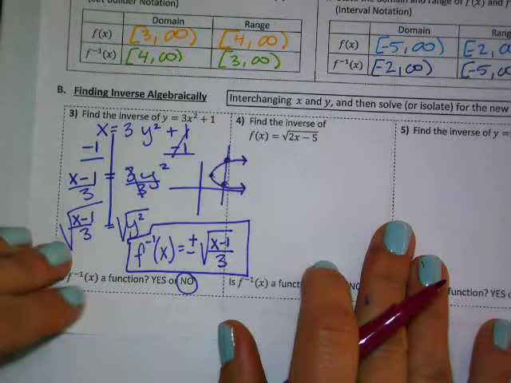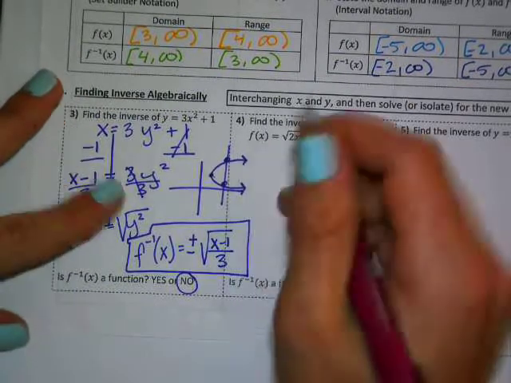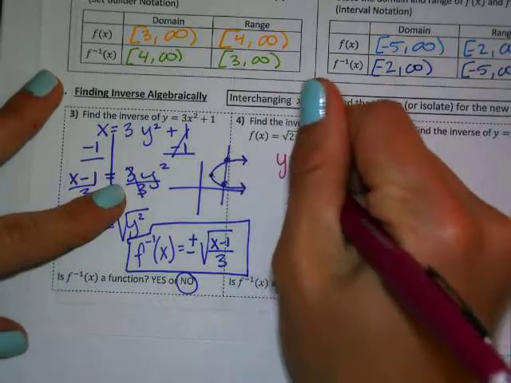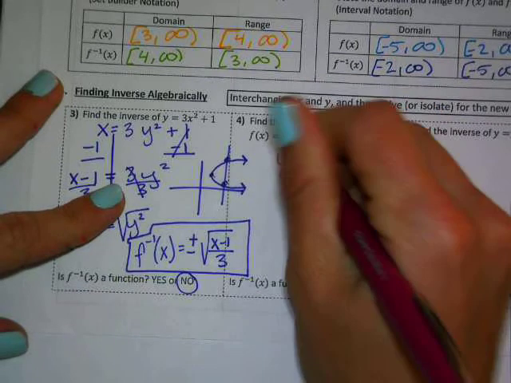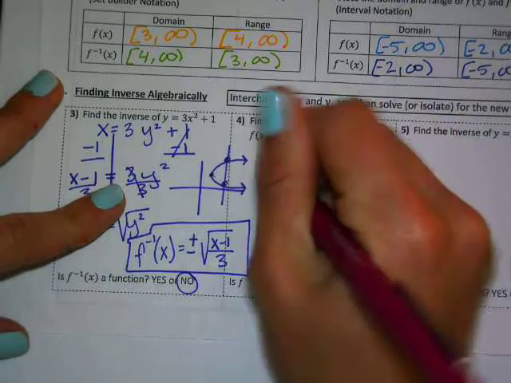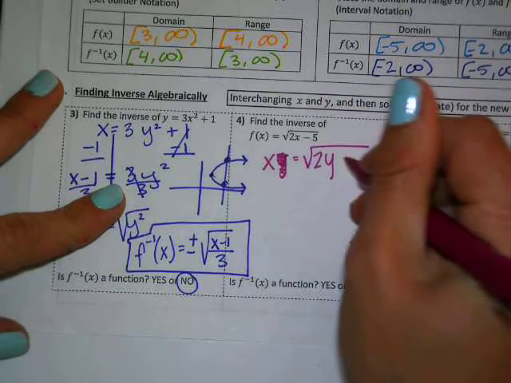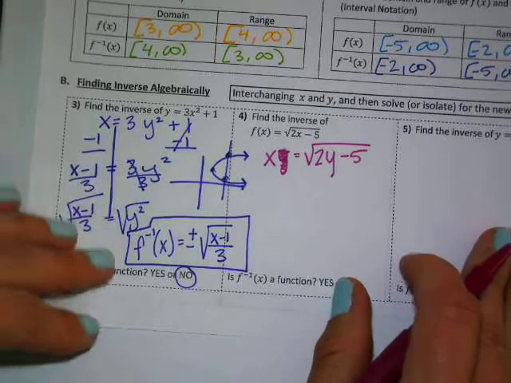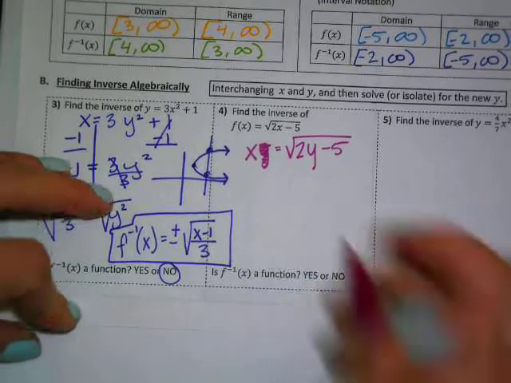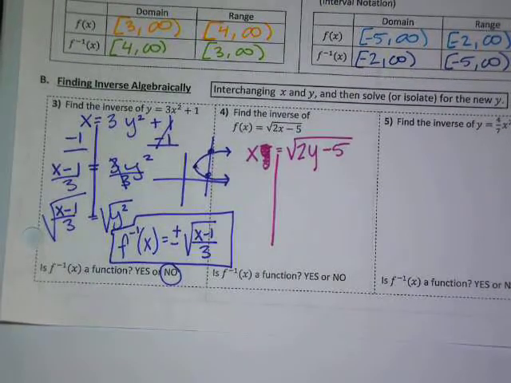Okay, number 4. Switch the x and the y. So this guy becomes a y. That guy becomes an x. This guy becomes a y. All right, now we're going to solve.